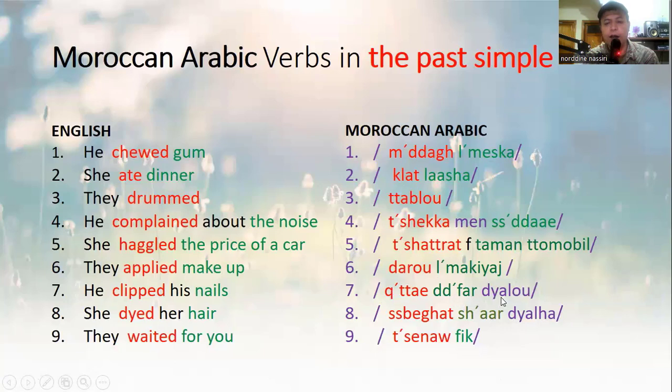Number 7, he clipped his nails. قطع الضفار ديالو. So he clipped is قطع. ضفار nails. Okay. And his is ديالو.